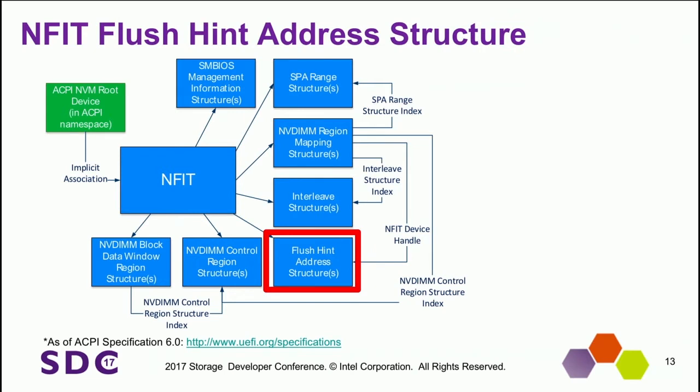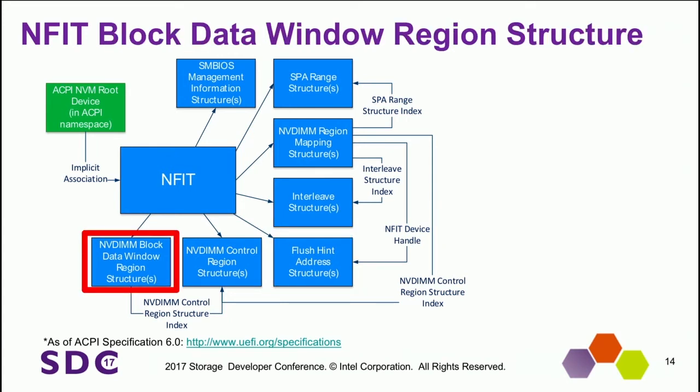And the flush hint address structure describes special physical addresses that, when written to, help cause the data to be flushed out from the memory controller to the persistent media. And finally, the block data window region structure describes the block data windows for an NVDIMM, if they have any. This would be the case if, like, the control regions of the DIMM are not mapped into the system physical address space. You communicate with them via block mechanisms.